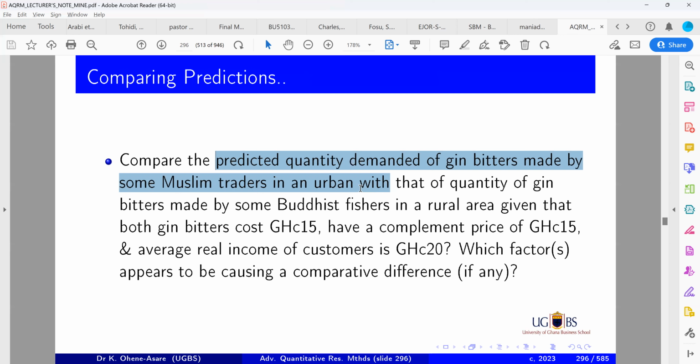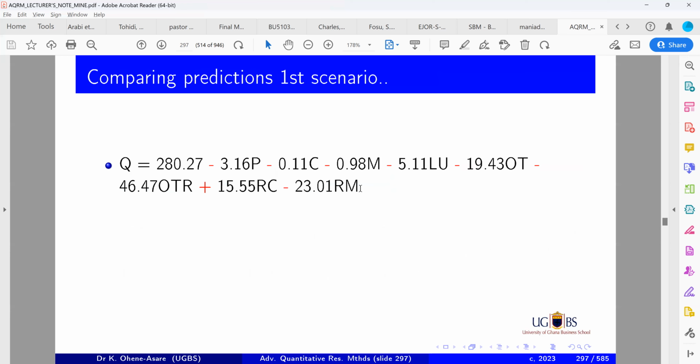What is driving the difference? Now, how do you handle that? Well, the first thing you want to do is to write the estimated equation. Okay, so this is the estimated equation. I decided to use the other data set for this, the one that was meant for the coded data. Okay, so this is the price, and that C is the complement price.